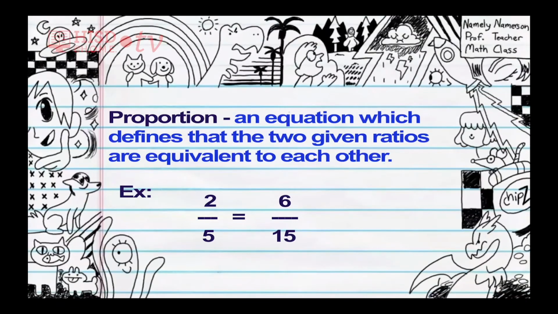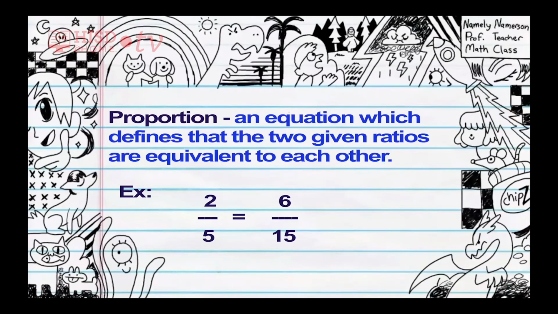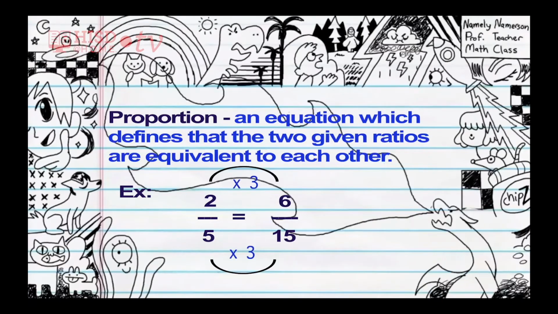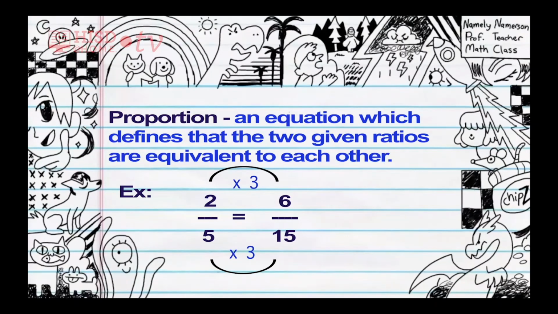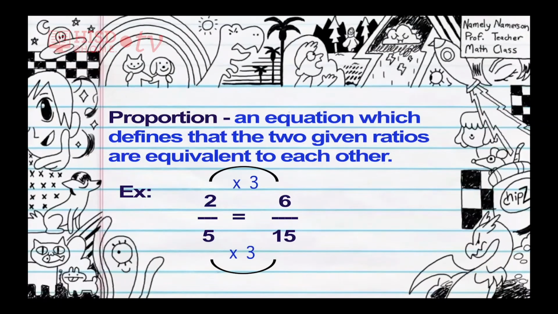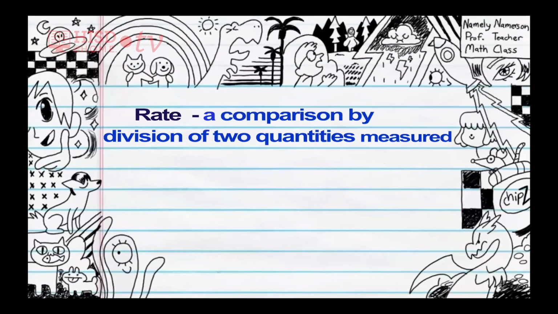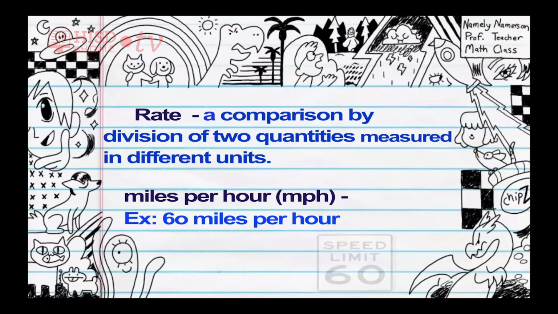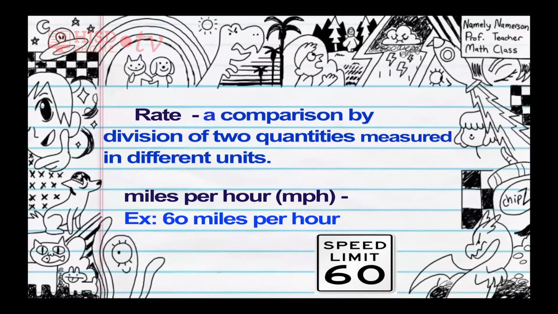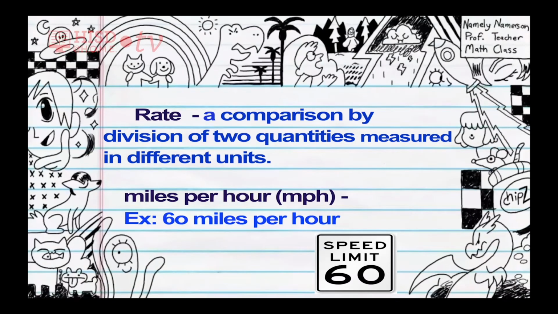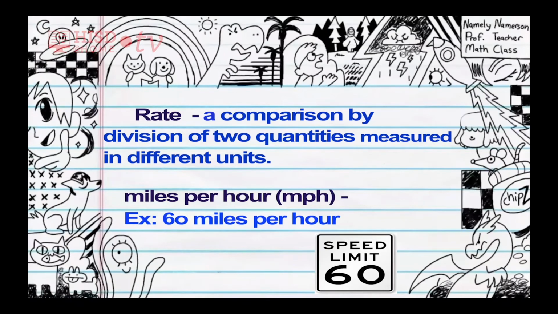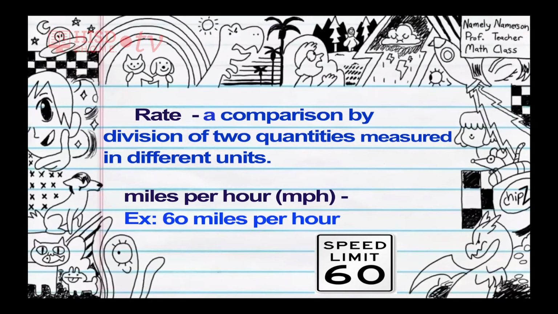Example, 2/5 is equivalent to 6/15. And all we're doing is multiplying the numerator and the denominator by 3 in order to get the equivalent proportion. A rate is a comparison by division of two quantities measured in different units. Okay, so a common rate that you may see on a daily basis is 60 miles per hour.